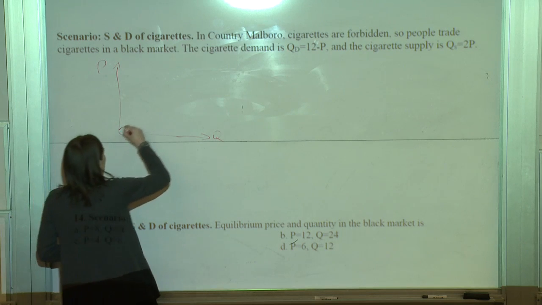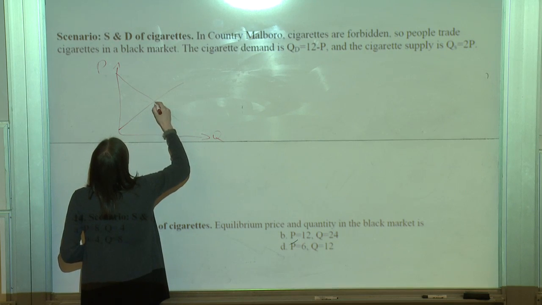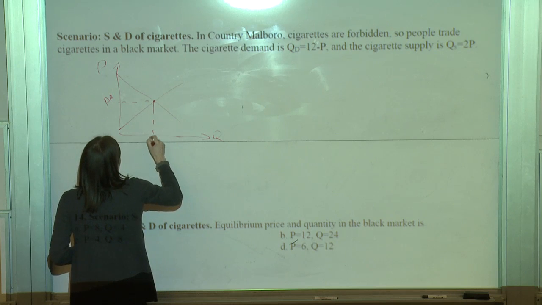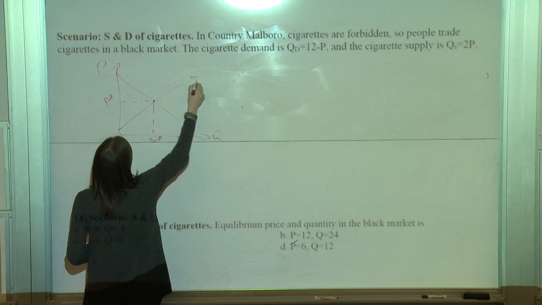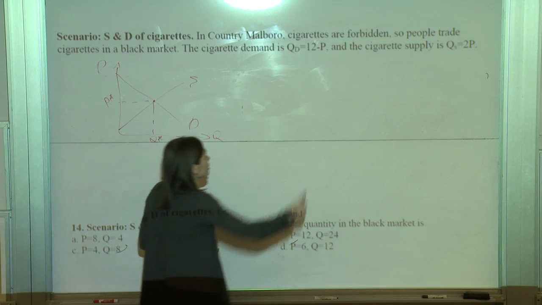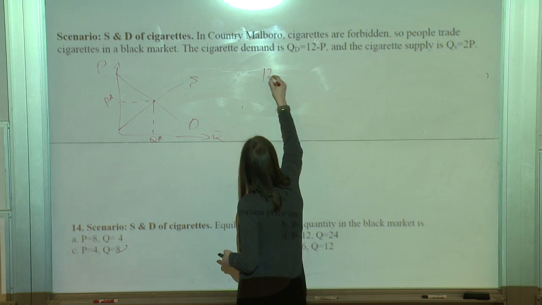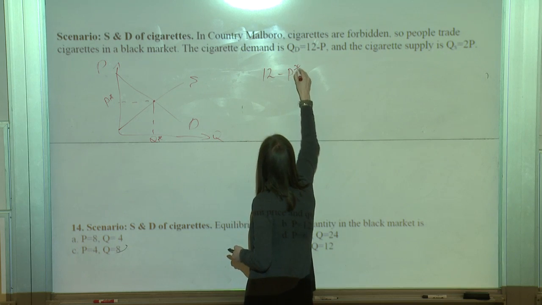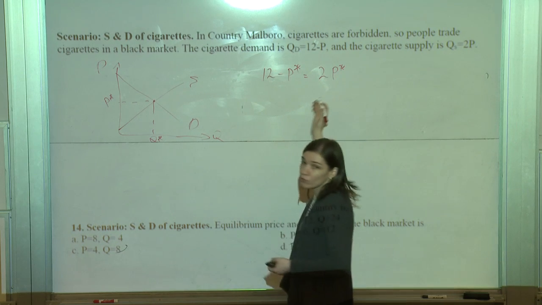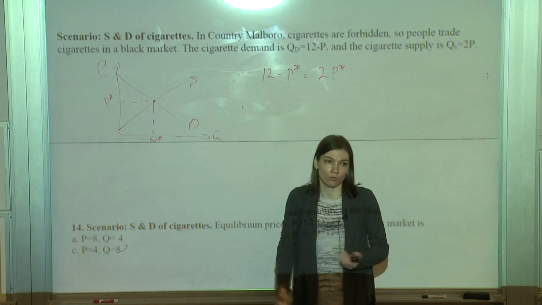All right, so I'm going to, again, quantity and price at equilibrium is what I'm after. Supply, demand. Okay, I can set them equal to each other. I know the quantity is going to be the same, so I can say that 12 minus the price in equilibrium equals 2 times the price in equilibrium. Then solve for the price. Once I have the price, then plug in any of those 2 to get the quantity.